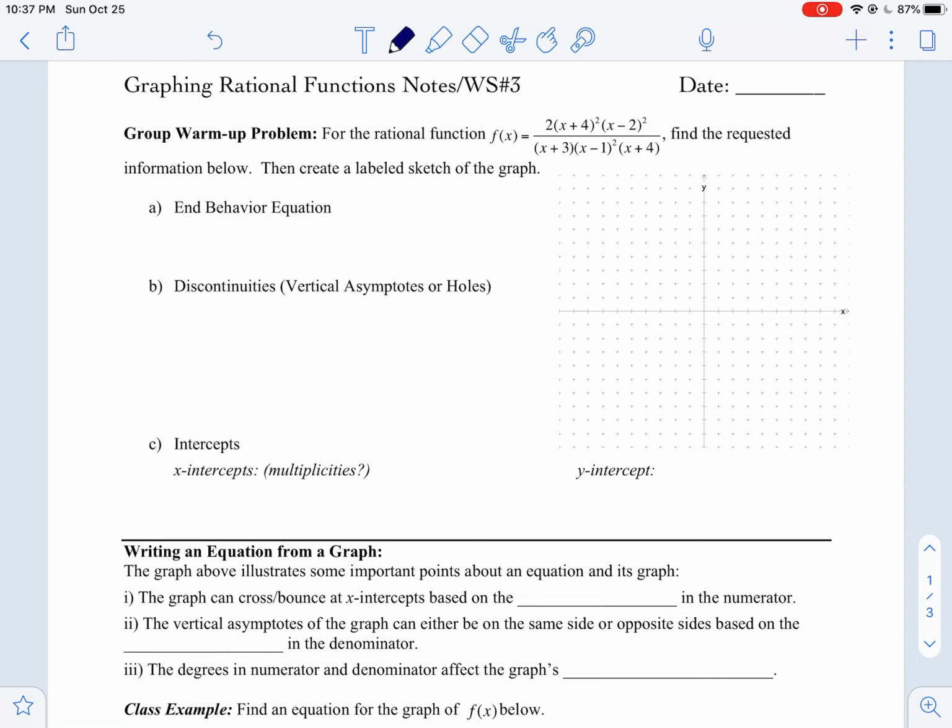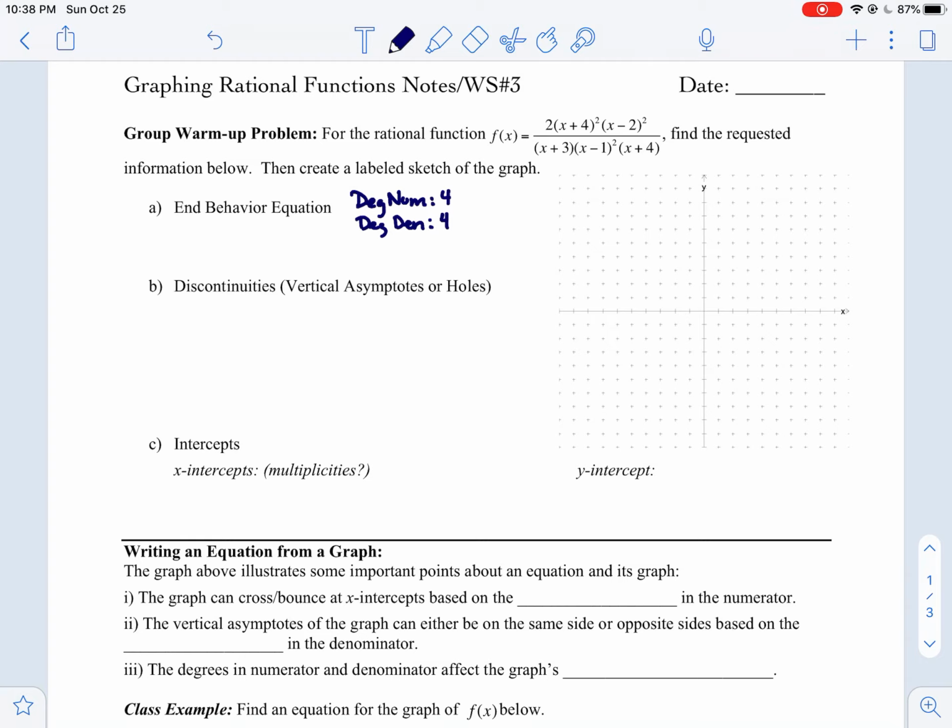Okay, so we're going to first look at the end behavior. If we take a look at this, the degree of the numerator, if we multiplied it out, would be x squared times x squared, so the degree of the numerator would be 4. And then the degree of the denominator, if we multiplied that out, we would have an x times an x squared times an x. So that would also be 4.